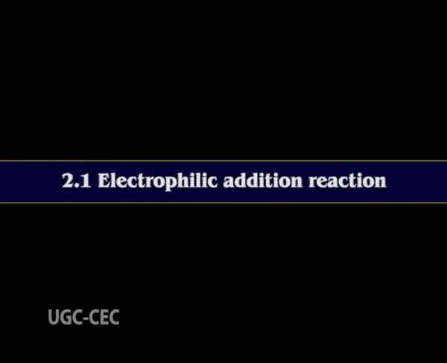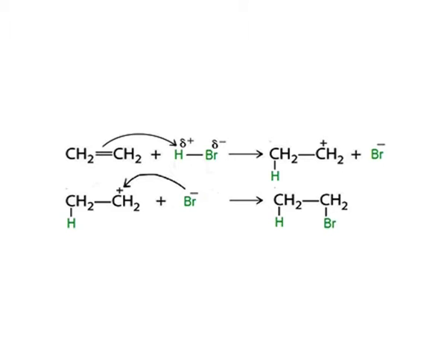Now, number 1, electrophilic addition reaction. Here, in the first step of the reaction, the electrophile is added to the multiple bond and generates a carbocation intermediate. In the second stage of the reaction, a nucleophile adds to the cationic intermediate. For example, the addition of hydrogen bromide to ethene takes place by electrophilic addition mechanism.